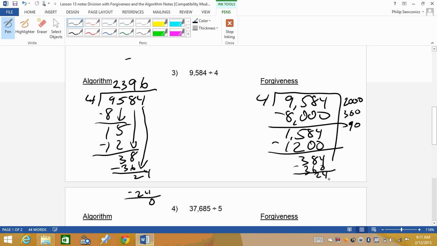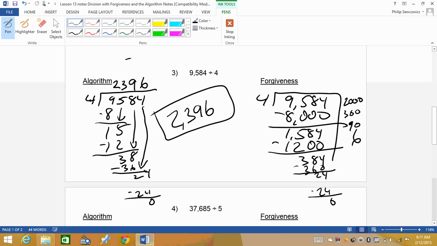You subtract, you get 24, and ooh, 4 and 24, yes, 6 times, just like before. So there's our 2,000 plus 300 plus 90 plus 6. It is 2,396 that we've got. All right, let's do one more.